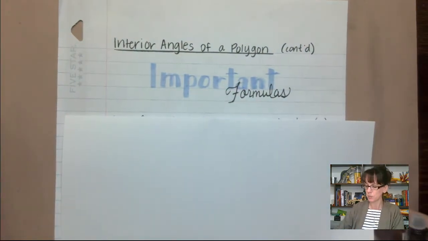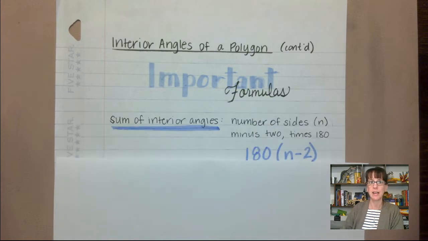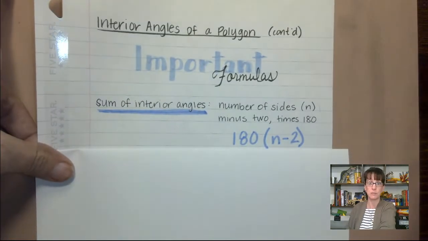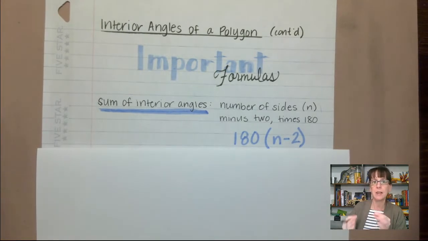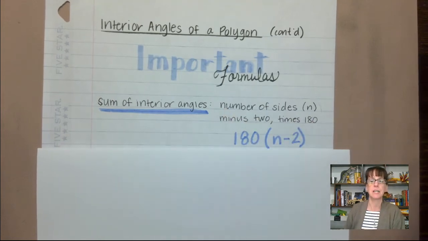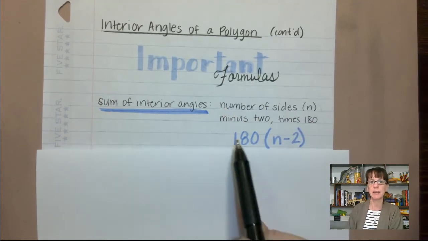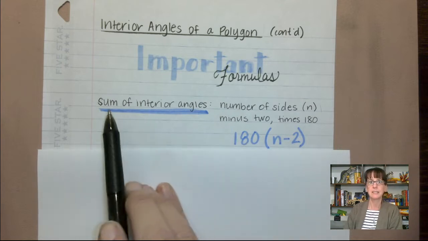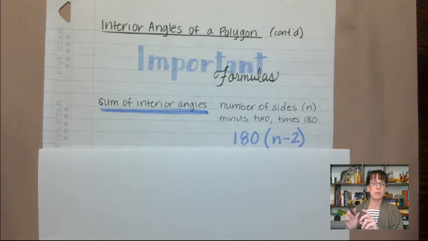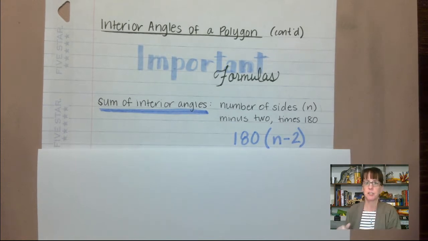Important formulas, what we have for our first one is, as I said, the sum of the interior angles. Remember, sum means addition, right? So if we add up all the interior angles, the way we do that is we take the number of sides, we minus 2, and then we times it by 180. So the formula looks like this: the sum of the interior angles equals 180 times the quantity n minus 2. n means the number of sides. Take the number of sides, minus 2, multiply it by 180.